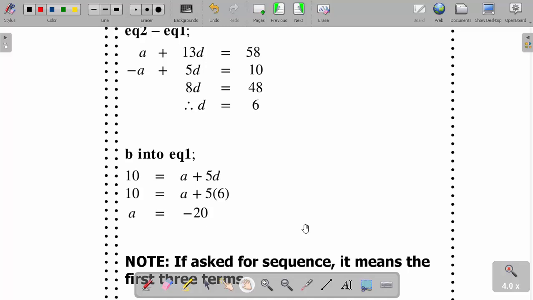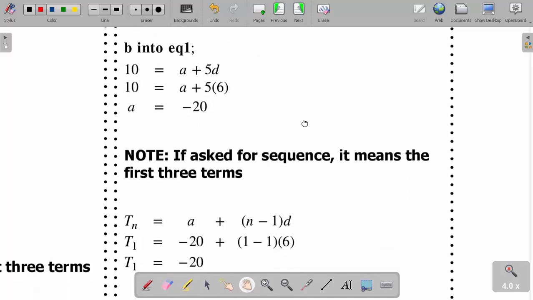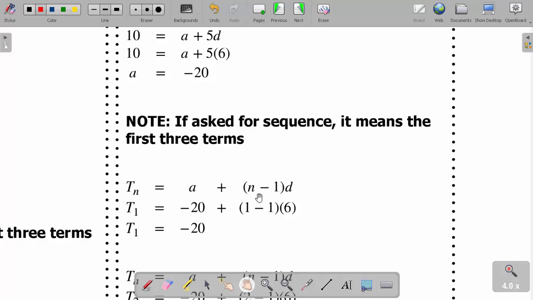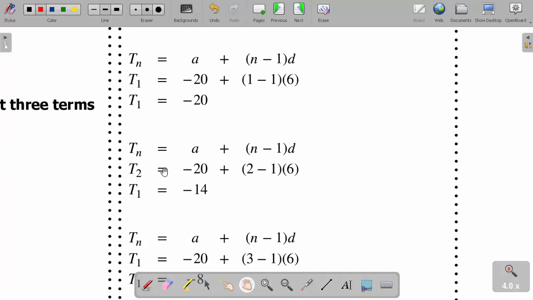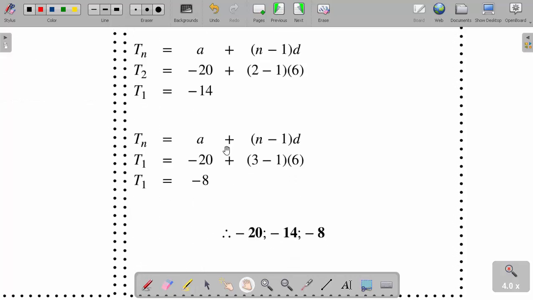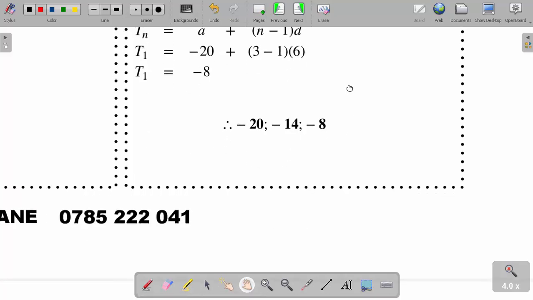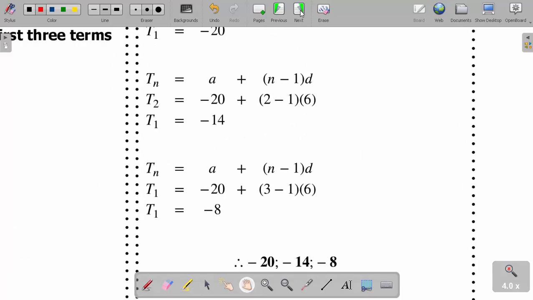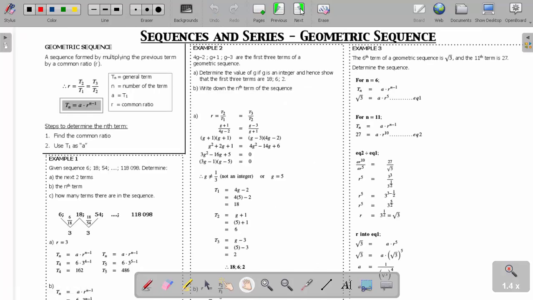However, if the question wants us to find the sequence, it means we find only the first 3 terms. Now we can find Tn equals a plus (n minus 1)d by putting in 1, because we have the a and d. So for T1, we get negative 20 plus (1 minus 1) times 6, which gives us negative 20 as our T1. For T2, I put 2 here and I get negative 14. And also T3, the same thing, I get negative 8. So it becomes negative 20, negative 14, and negative 8. Hope we are together. Okay, let us proceed.